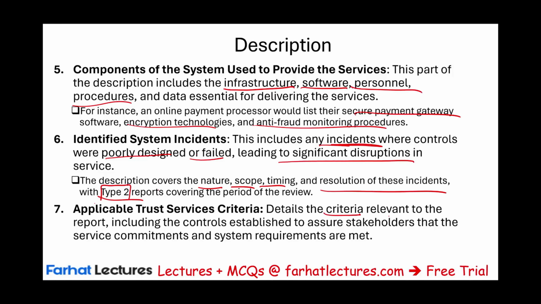The description details the criteria. Remember, we mentioned five of them earlier. The trust service criteria relevant to the report might be all five, two of them, or three. It doesn't have to be all five, one, or all five, or any combination. This includes the controls established to assure stakeholders that the service commitments and the system requirements are met.